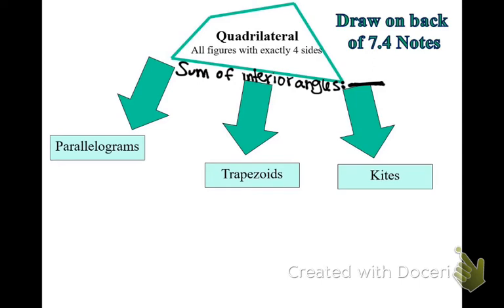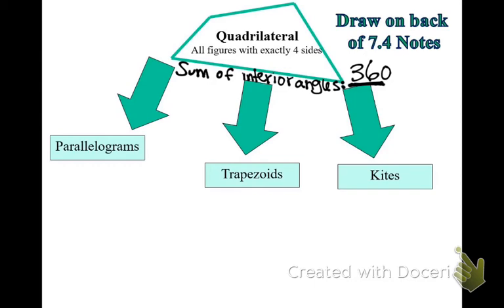So in all quadrilaterals, the sum of the interior, what does sum mean? Addition. The answer to addition. So if you added all the interior angles, it would equal one number. And what number is that? 360. So it doesn't matter what kind of quadrilateral you have, the angles inside will all add up to 360.